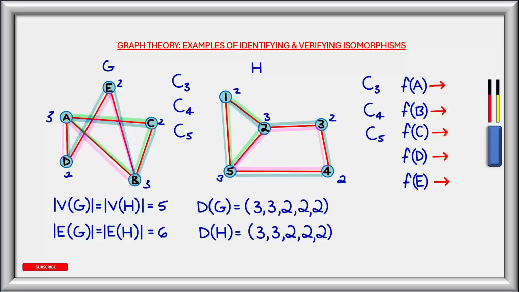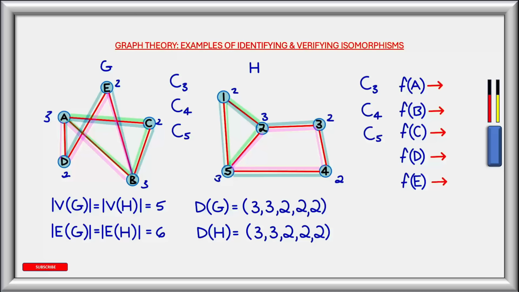And finally, we need to show that a mapping exists between the vertices of graph G and the vertices of graph H. So in graph G, the two 3-degree vertices, so that's A and B, are connected to each other, and they both connect to vertex C. This creates a triangle A, B, C.